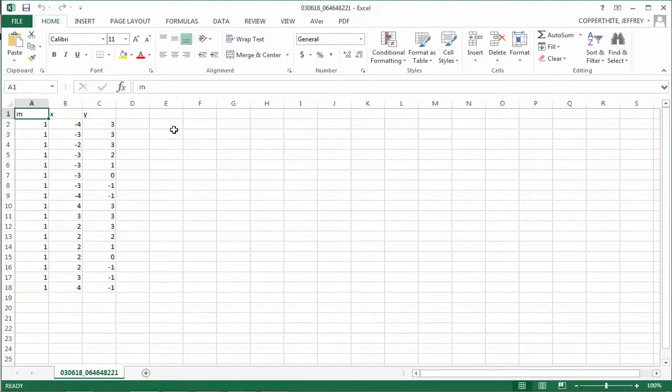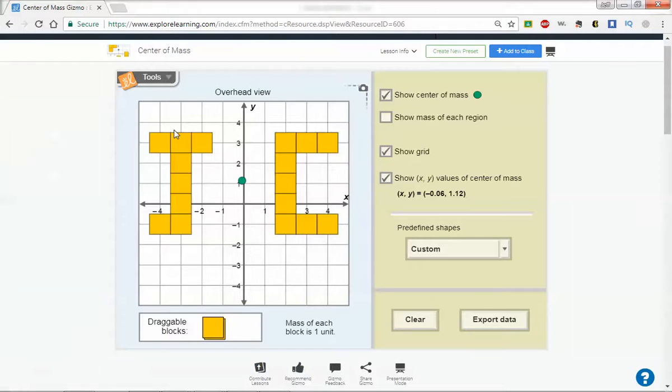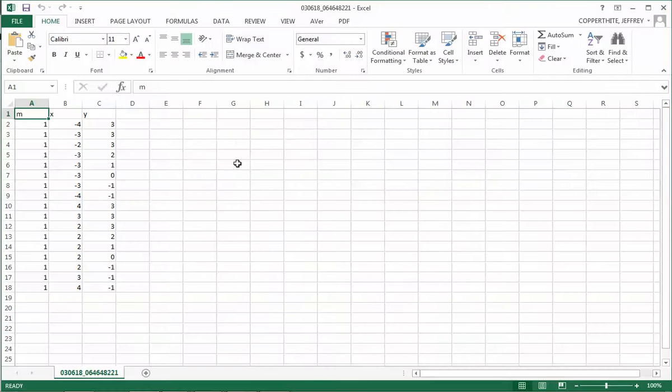on the Gizmo, which let's go back to that Gizmo really fast. The centroid that I got, which in this case is negative 0.06, comma 1.12, if I were to do the centroid formula with these points, would I get the exact same value? Okay? So you're going to create a spreadsheet and you're going to add on to this basically.